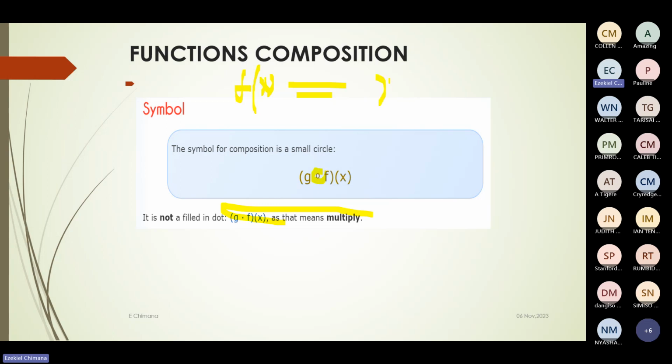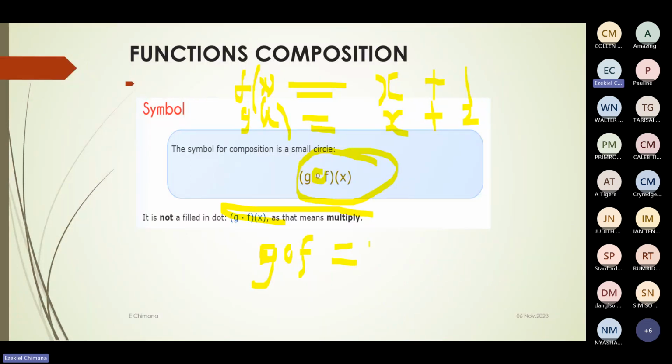Let me have f of x as x + 1, and g of x as something simple, x + 2. I just want you to see how you can solve this. You are being asked to find g of f of x.